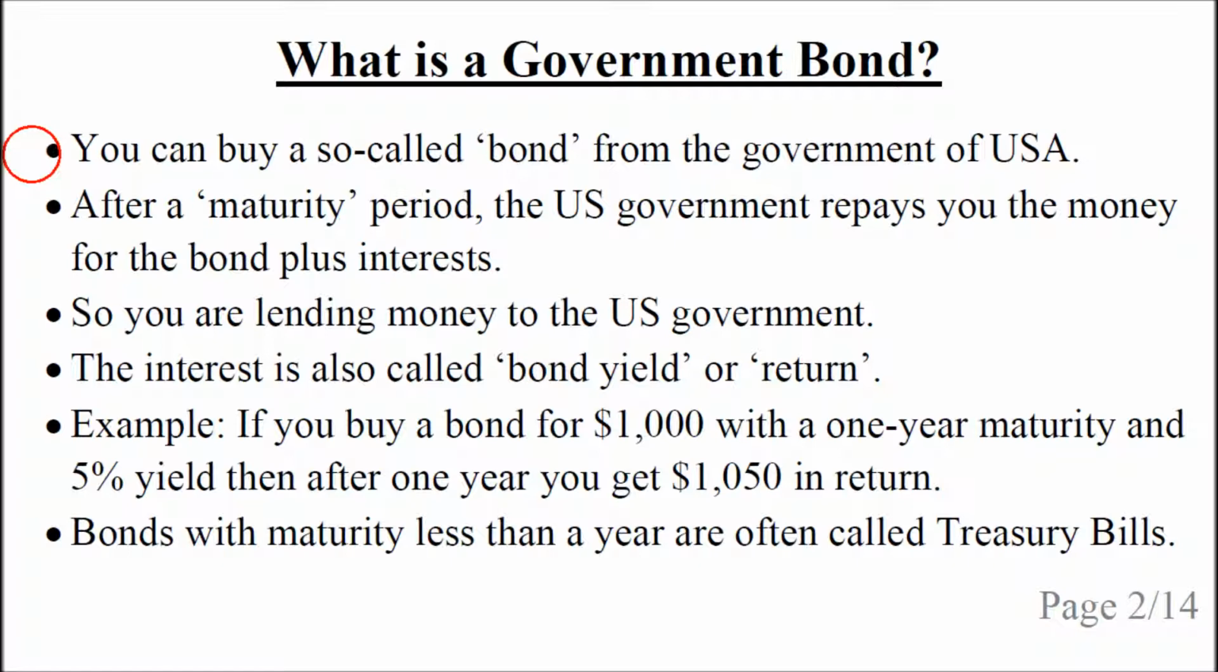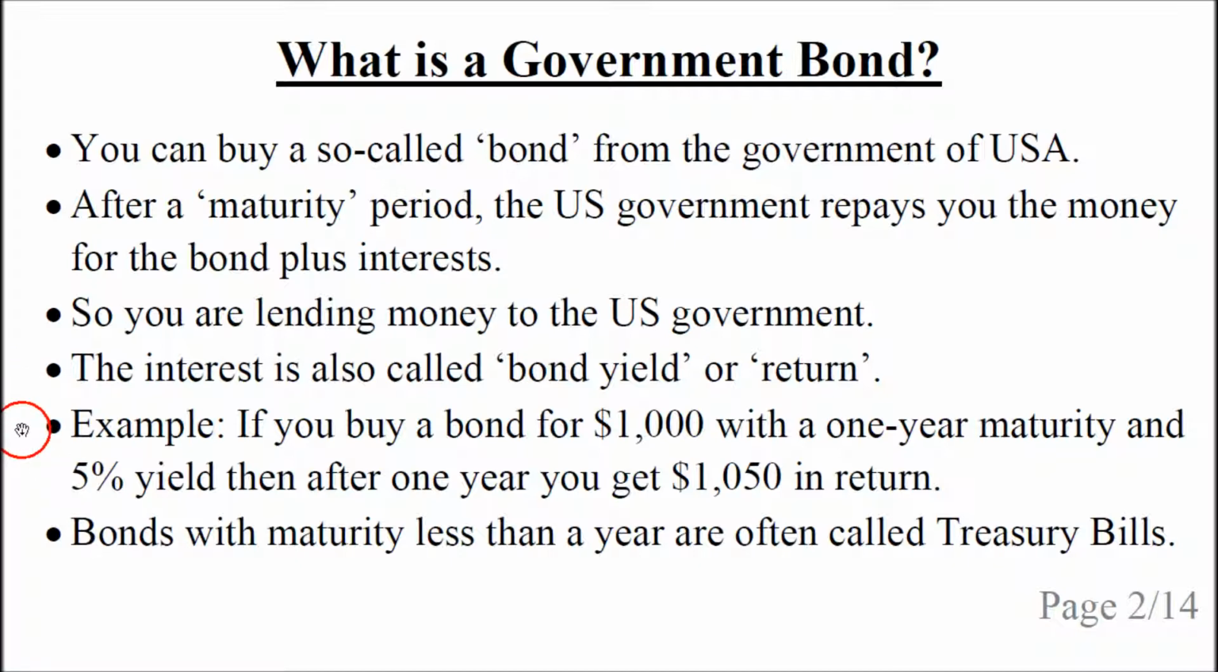You can buy a so-called bond from the government of the United States, and after a so-called maturity period, the US government repays you the money for the bond plus interest. So you are effectively lending money to the US government. The interest is also called a bond yield or return.